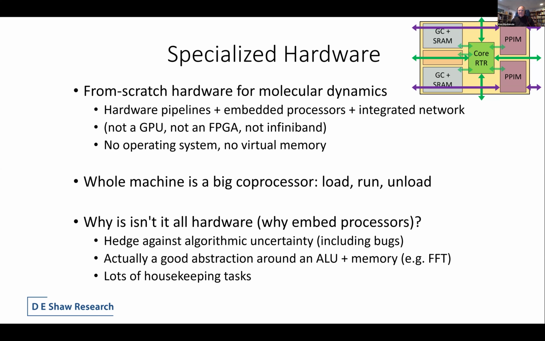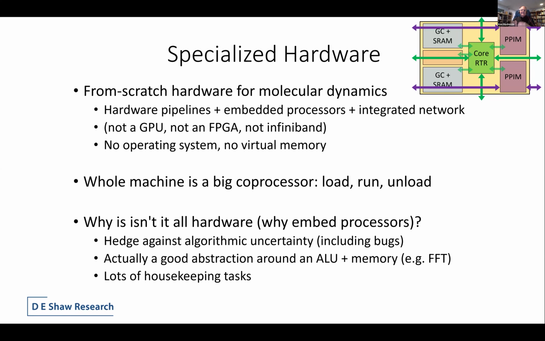There's no operating system. There isn't even any virtual memory, so your chemical system has to fit in all the little SRAMs on the chip in the machine. That sets the size of chemical system that you can simulate. There's no backing store for a bigger system to be multiplexed onto the machine. So the whole machine looks like a big coprocessor in the bad old batch style processing.